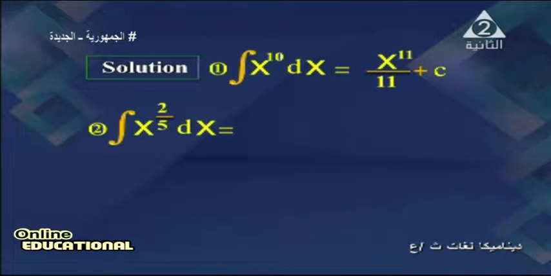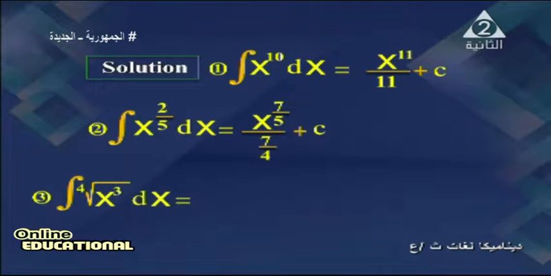Number 2, integration x to the power 2 over 5 dx equals, yes, we add 1 to the power, then 2 over 5 plus 1 equals 7 over 5. Then integration x power 2 over 5 dx equals x power 7 over 5 over 7 over 5 plus c, which equals 5 over 7 x power 7 over 5 plus c.